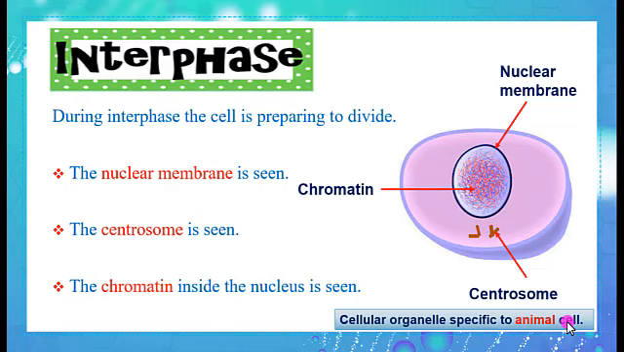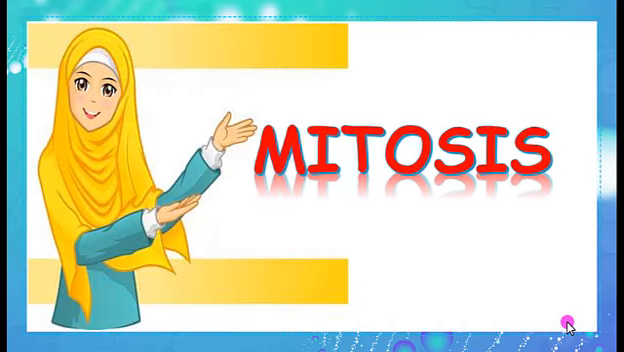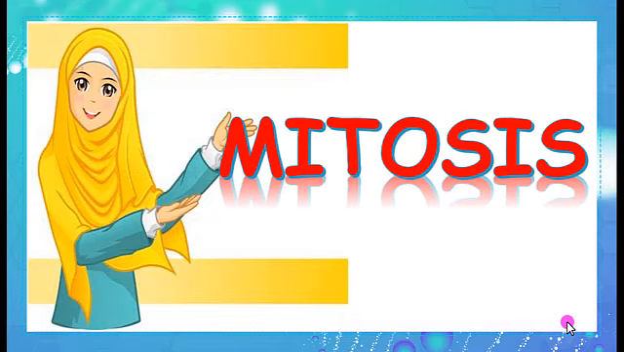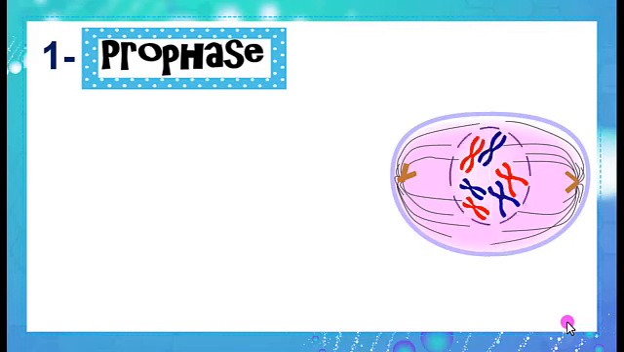We said that interphase is followed by mitosis. Are you ready to start with mitosis? Here we go. The first phase in mitosis is prophase. What are the events that take place in prophase? If you look at the cell, what do you see? What happens during prophase?